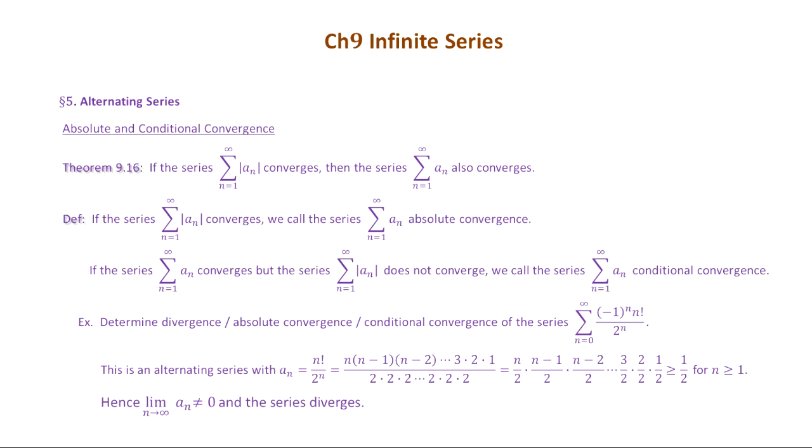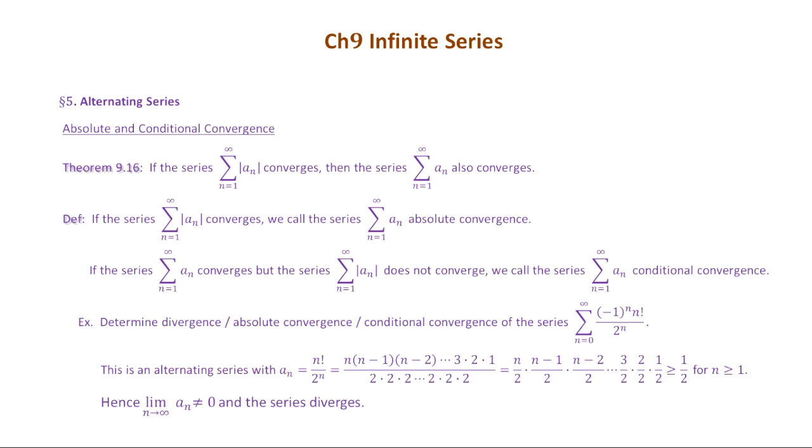So let's just try to do some examples. The first example says to determine divergence, absolute convergence, or conditional convergence of the series. It's no problem. Of this series, (-1)^n n factorial over 2 to the n.